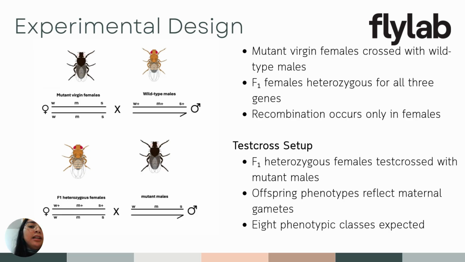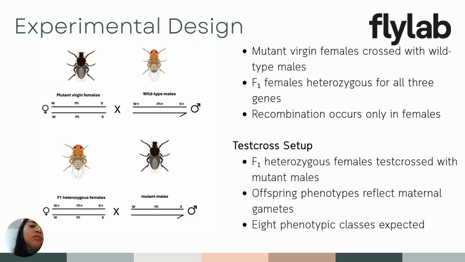For the experimental design, we used FlyLab to simulate the test cross. So we used mutant virgin females that were crossed with wild type males to generate F1 females that were heterozygous for all three genes. The recombination occurs only in females, making these F1 females essential for detecting crossover events. The F1 heterozygous females were then test crossed with mutant males because the males contribute only mutant alleles. The phenotypes of the offspring directly reflect the gametes produced by the females.